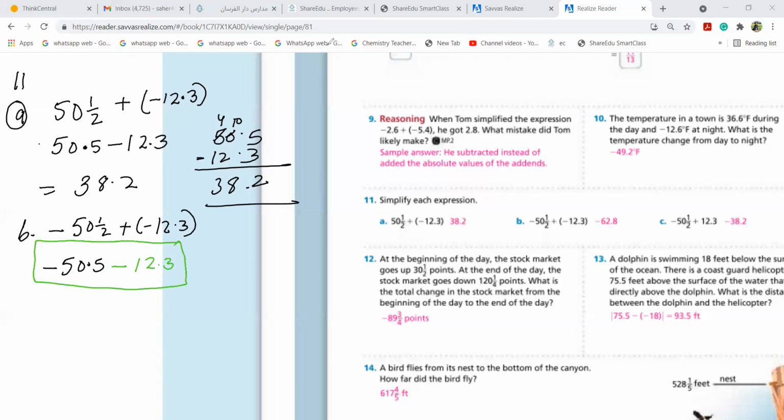Look at this. Take this as a question. You have minus 50.5 and you have minus 12.3. What do you do? We subtract, right? Once again, when you both have negative signs, we add it. Yes, we add it. Still you are confused with this. You write 62.8 and the sign of the bigger number. What is the bigger number here? 50.5. Yes. Okay.